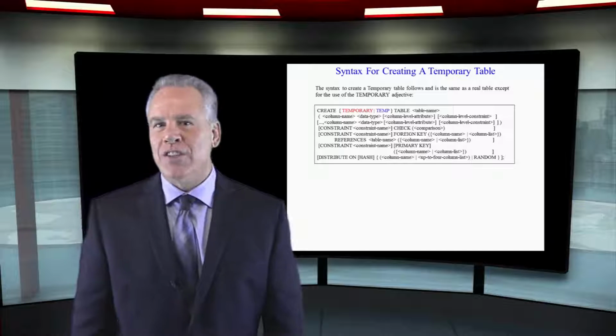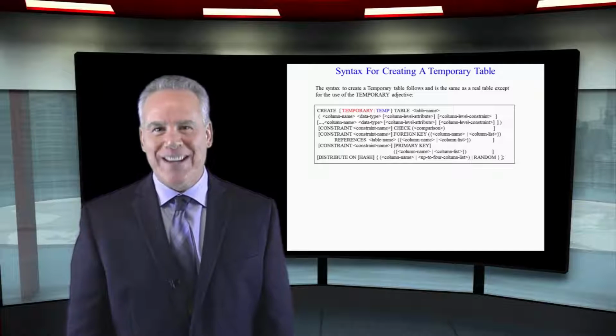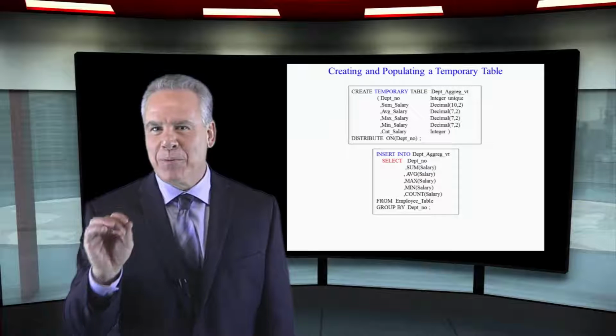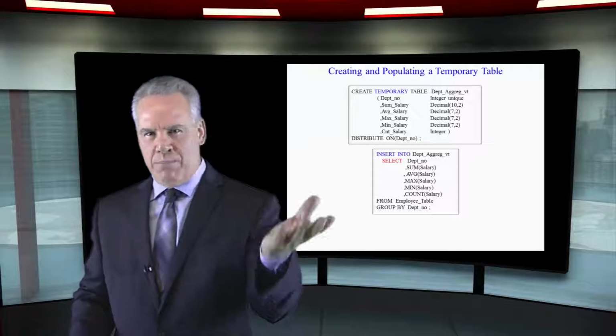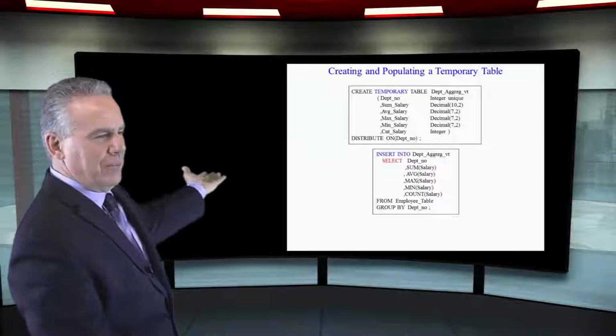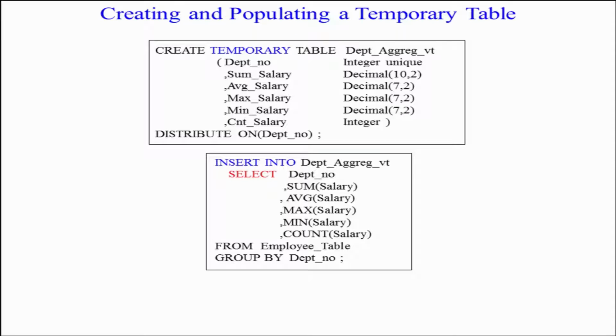I'm going to show you this in action and make it real easy. Here's the first way to create a temporary table. Create temporary table, and you give it a table name. You list the columns and their data types, and you say, I want this to be the distribution key. The table is created empty. But then you have to do an insert select to populate the table. That's called materializing the table.